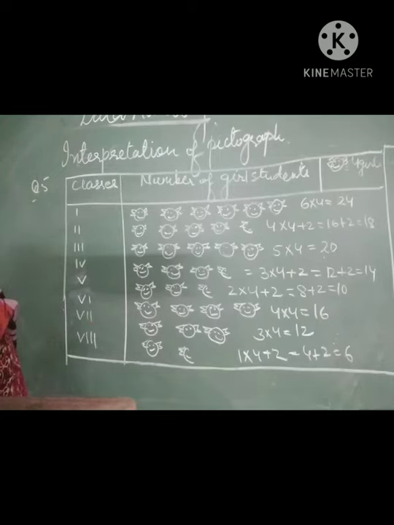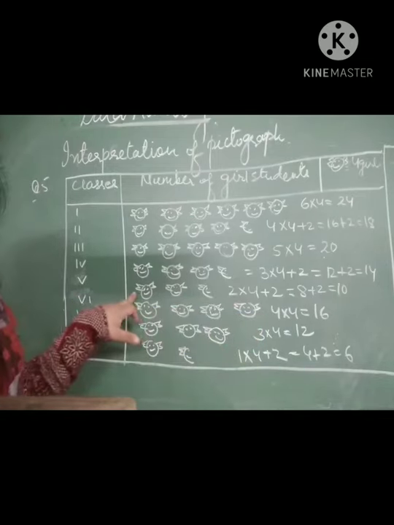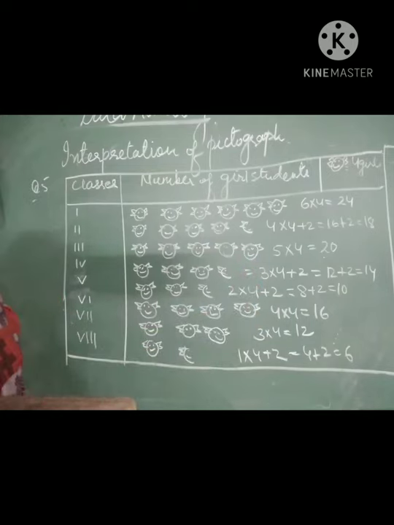Now the next question: is the number of girls in class 6th less than the number of girls in class 5th? First we will see how many girl students are there in class 6th, 16, and in class 5th, 10. No, the number of girl students in class 6th is more than class 5th, not less than.